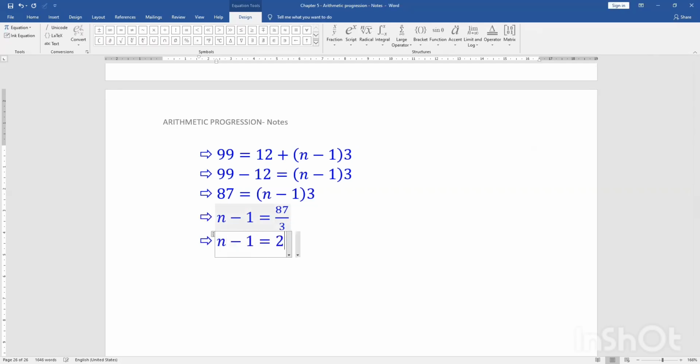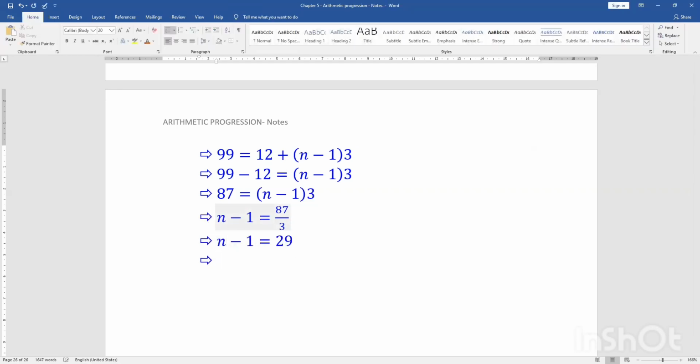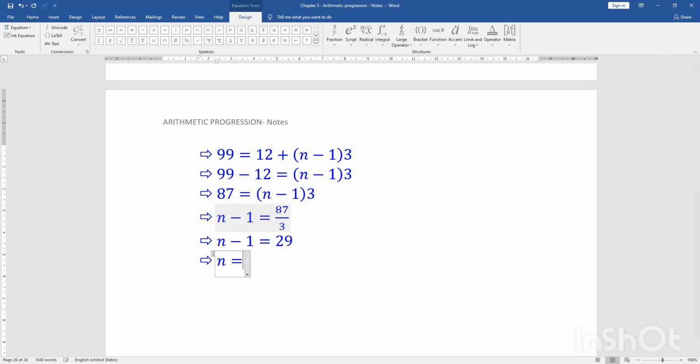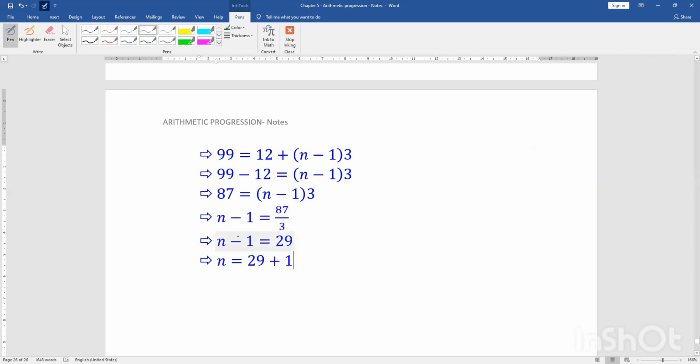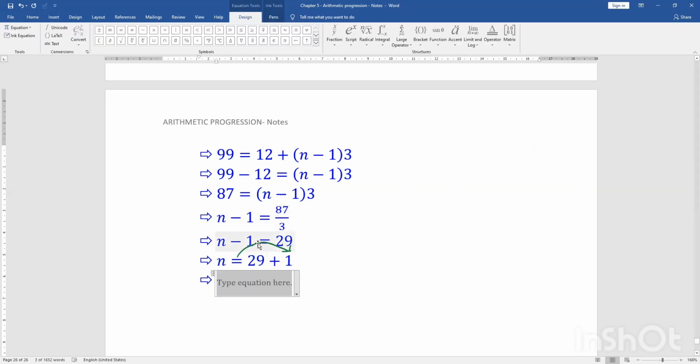Equals 29. Or n equals, transpose minus 1 to the RHS. So you get 29 plus 1. See here, I'm going to transpose this minus 1 to RHS. So you get 29 plus 1, or we get n equals 30.